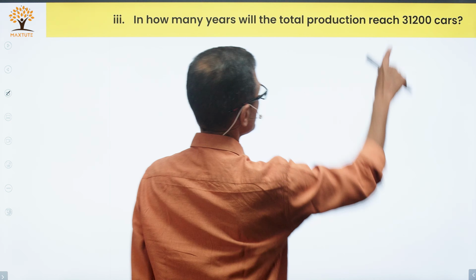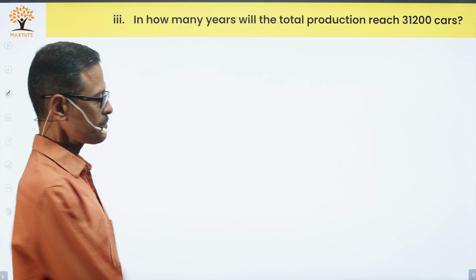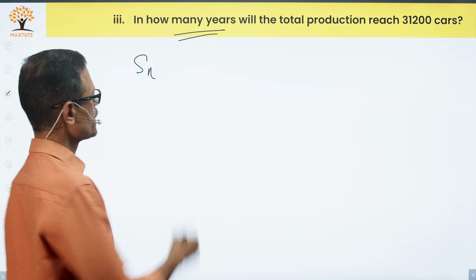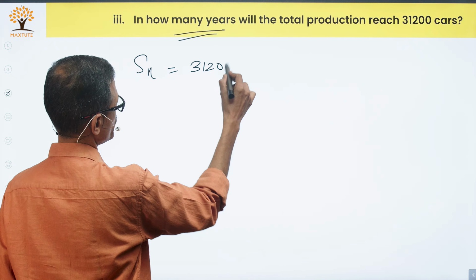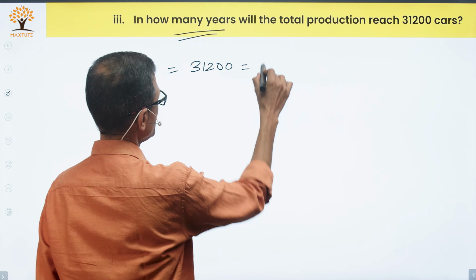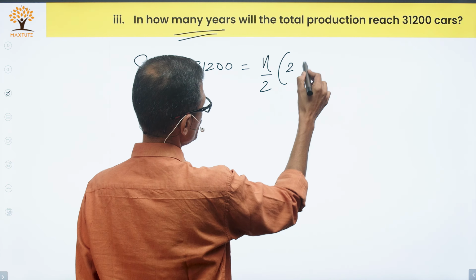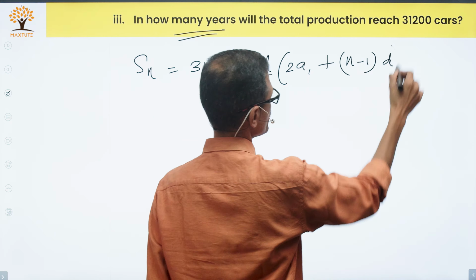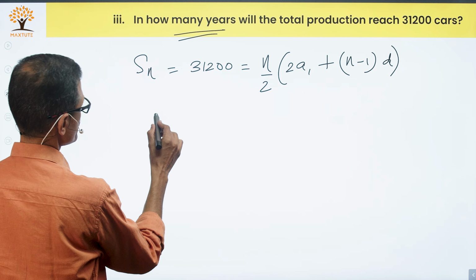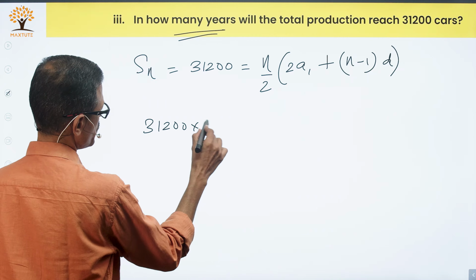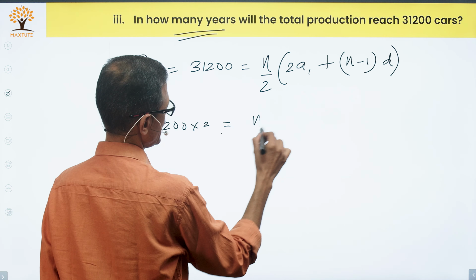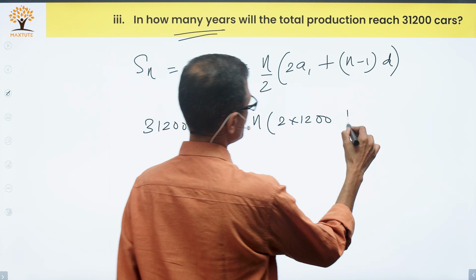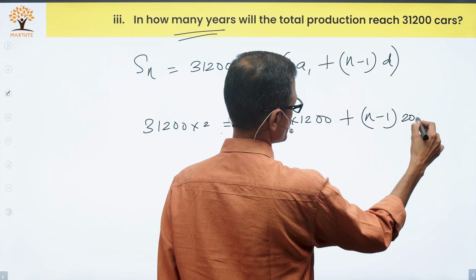In how many years will the production reach 31,200 cars? So the sum of production up to n years, we'll have to find out how many years. n is what we're trying to find out. This is equal to 31,200. Plug in the formula, n by 2, n is what we're trying to find out, 2a1, we know the value of a1, plus n minus 1, into the common difference. So this is 31,200 into 2, cross multiply this, is equal to n into 2 times 1,200, which is the number of cars manufactured in the first year, plus n minus 1 times the common difference, which is equal to 200.